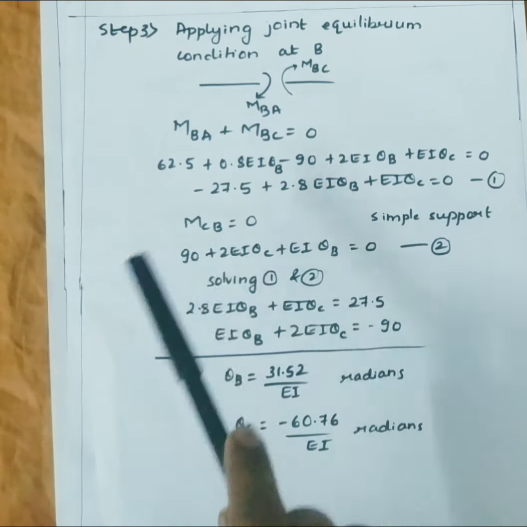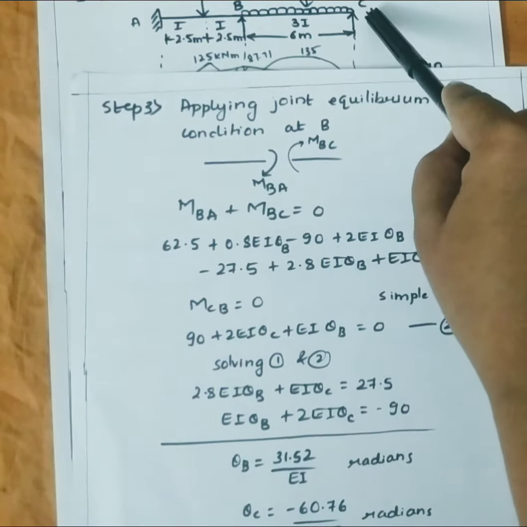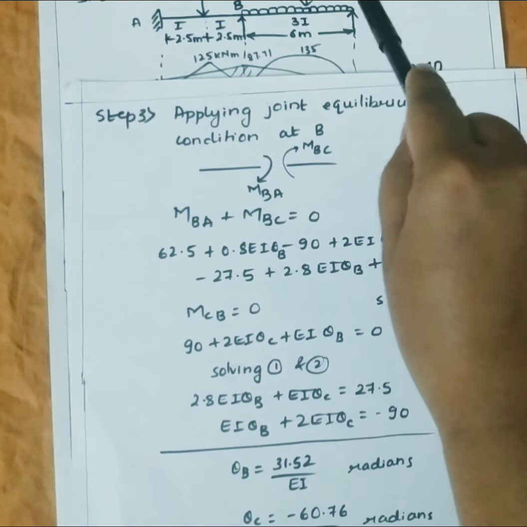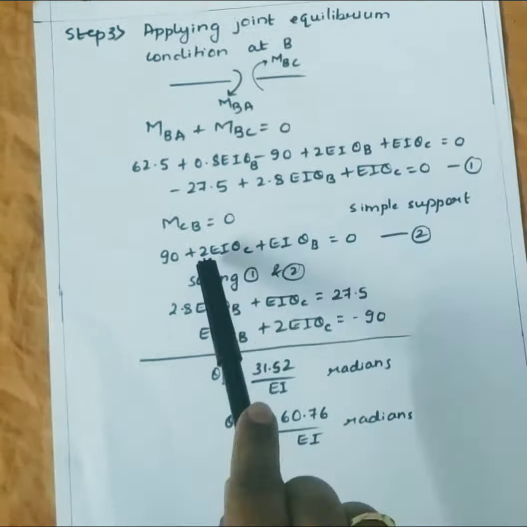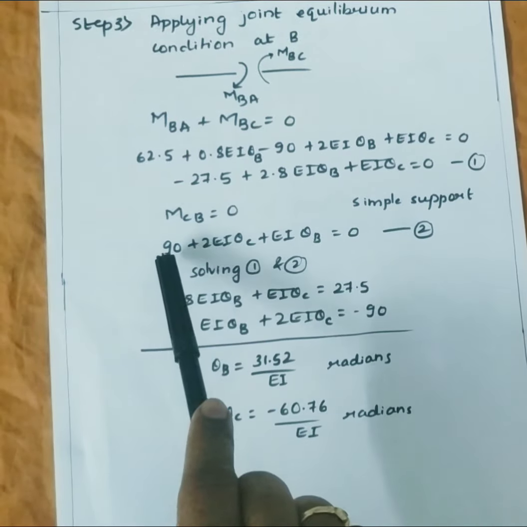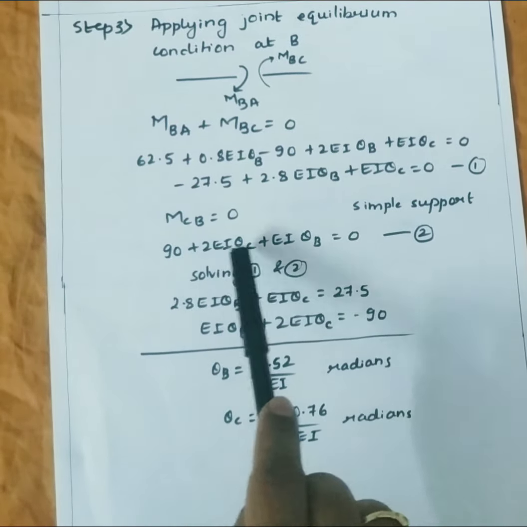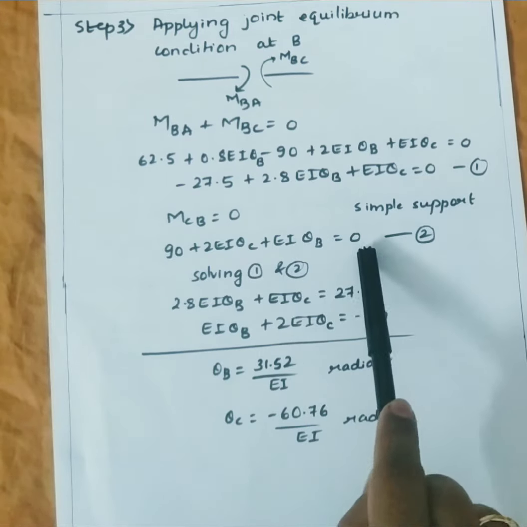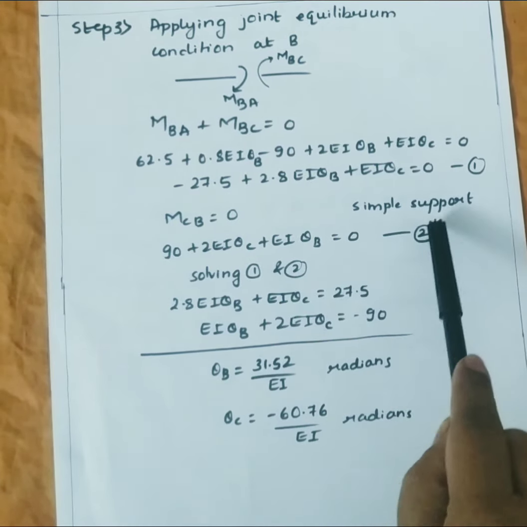Then since it is a simple support, moment will be 0 here. So MCB equal to 0. This is the slope deflection equation for MCB, that is 90 plus 2EI theta C plus EI theta B equal to 0. So let this be equation 2.